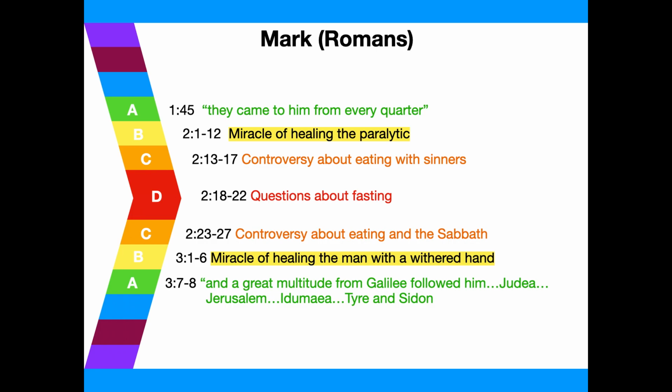And then stepping in to the chiasm, the miracle of healing the paralytic versus healing the man with a withered hand. And then stepping into the chiasm more, the controversy about eating with sinners versus the controversy about eating and the Sabbath. And then the apex is questions about fasting. So the Romans aren't going to really know a whole lot about fasting, and so this chiasm is kind of a nod to the Jews who are reading it, even though the whole epistle or gospel is written to the Romans.